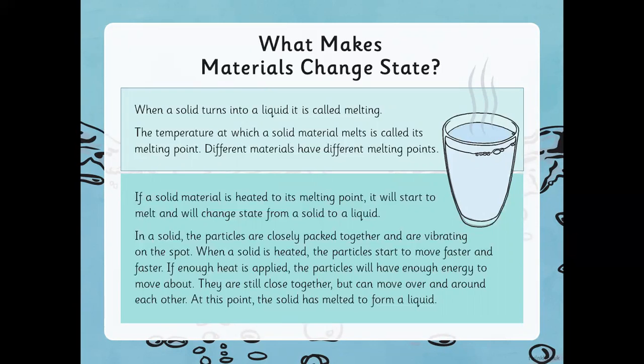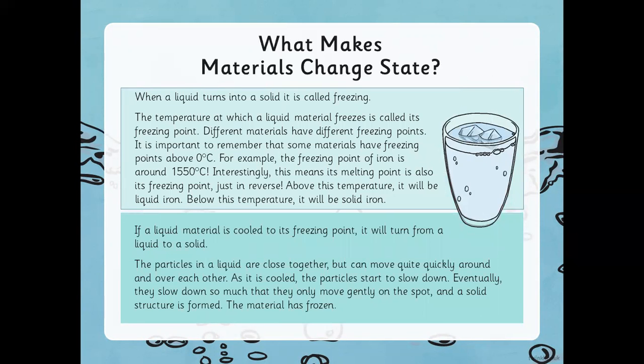In a solid, the particles are closely packed together and are vibrating on the spot. When a solid is heated, the particles start to move faster and faster. If enough heat is applied, the particles will have enough energy to move about. They're still close together, but can move over and around each other. So at that point, the solid has melted to form a liquid.